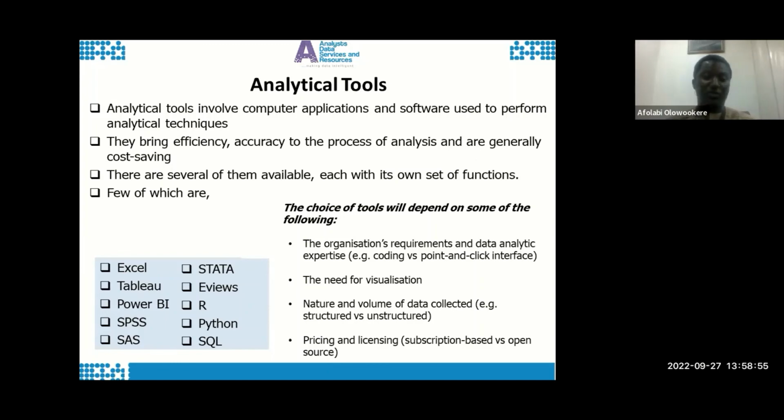Excel is very useful. It's always been very useful. It looks very simple, but it's used for almost 80% of analysis. Tableau is useful. Power BI these days for representation, visualization. Packages like SPSS, SAS, Stata, EViews, R, Python, SQL, they are useful. There are thousands of them. Nobody can know them all, depending on your interest.